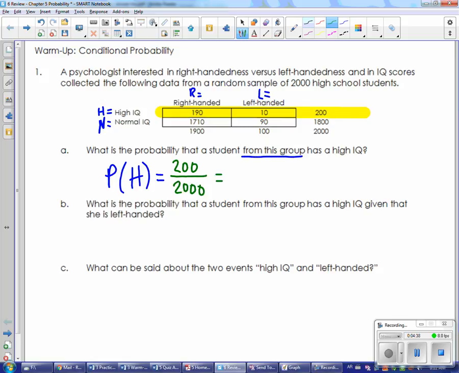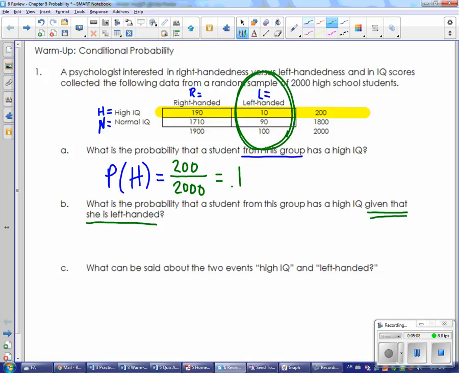And 200 divided by 2,000 is 10%. All right, in letter B, it says, what is the probability that a student from this group has a high IQ given that she is left-handed? So we're still talking about the group, but notice that we're given some information. We're told that the student is left-handed. So if I already know that the student is left-handed, I'm no longer going to be dividing by the whole group. I am only looking at the group of students who are left-handed.